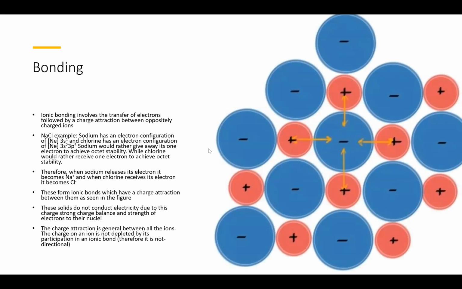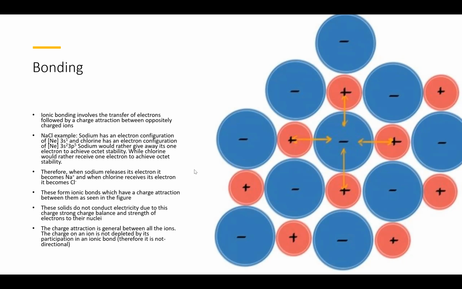Bonding. Ionic bonding involves a transfer of electrons followed by a charge attraction between oppositely charged ions. In the example of sodium chloride, sodium has an electron configuration of neon 3s1. Chlorine has an electron configuration of 3s2, 3p5. Sodium would rather give away its 1 electron to achieve octet stability, while chlorine would rather receive 1 electron to achieve octet stability.